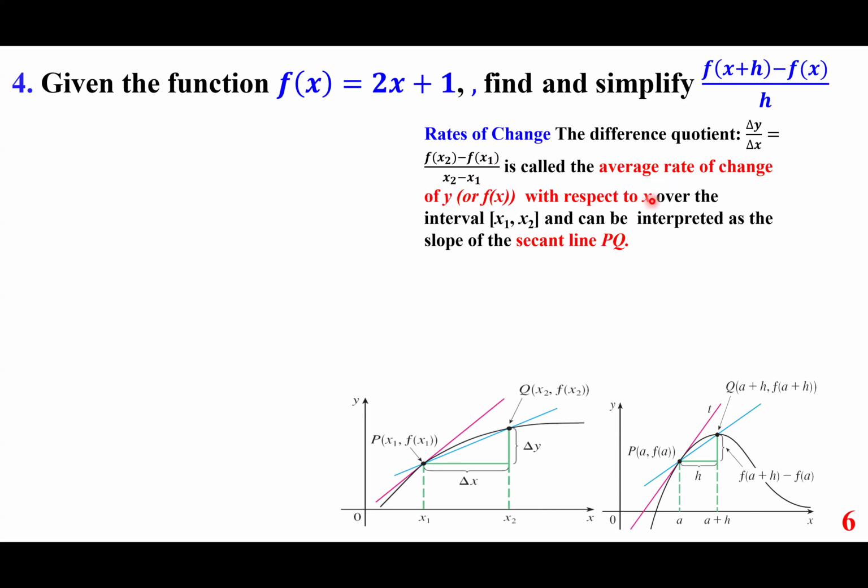or f of x with respect to x, over the interval of x sub 1 to x sub 2, and can be interpreted as the slope of a secant line PQ. So if you have a curve and you connect 2 points, one is P, one is Q, connect them with the blue line to calculate the slope, you have the coordinates, you can do that.